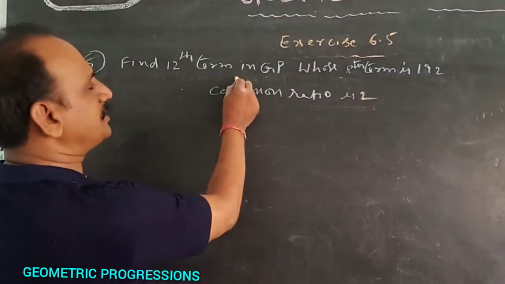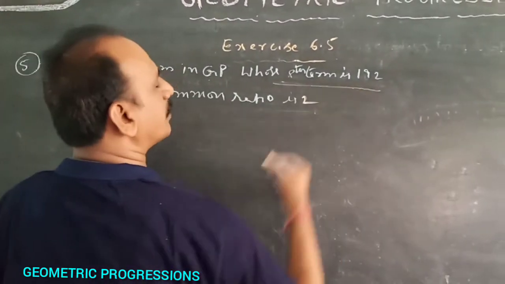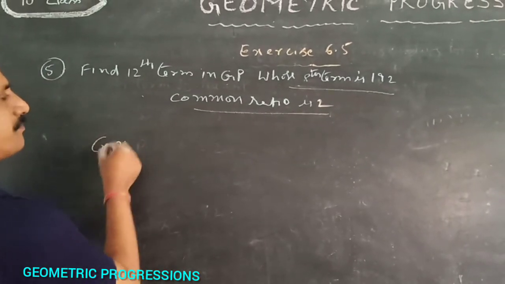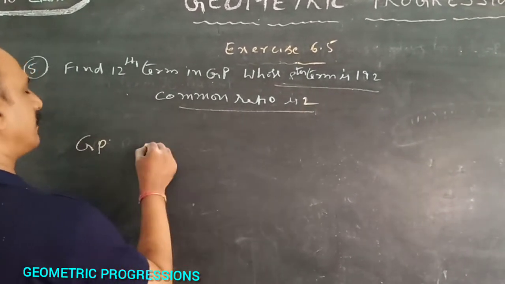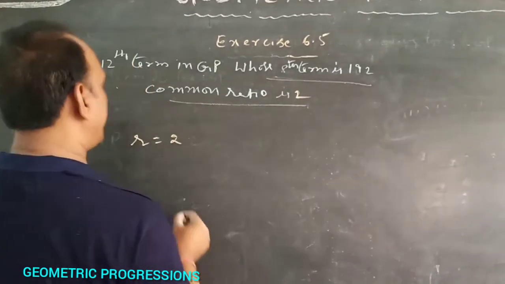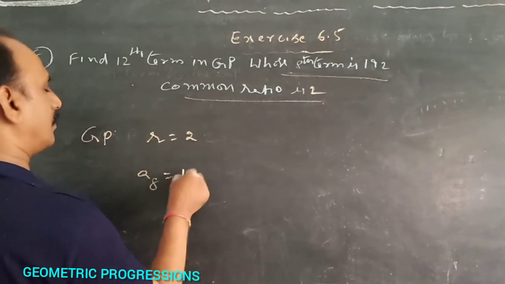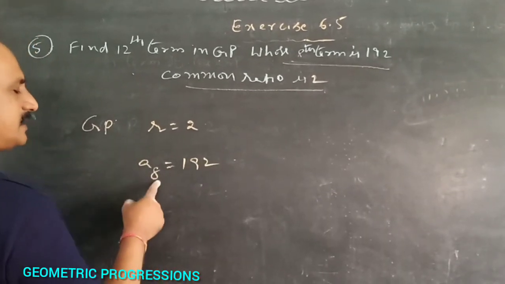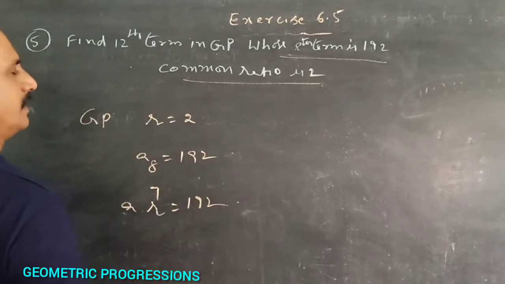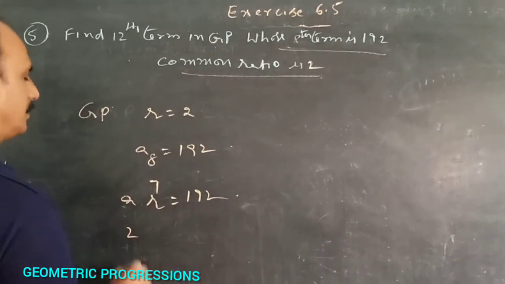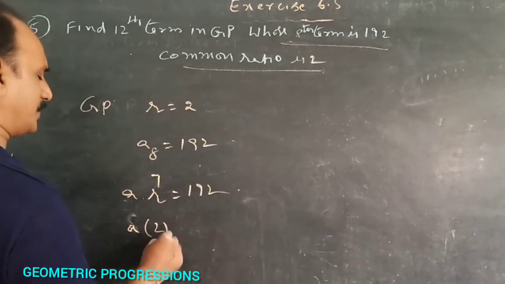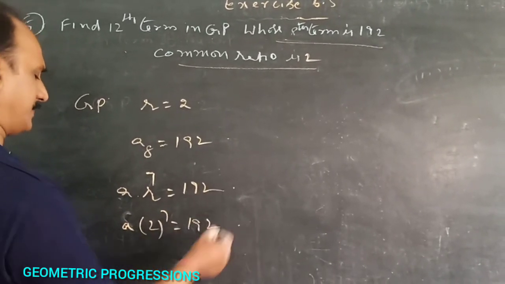Find the 12th term of the GP whose 8th term is 192 and common ratio is 2. In the GP, the common ratio r is equal to 2. The 8th term is 192, a8 is equal to 192. The 8th term is a into r to the power of 7 equal to 192. What is the r value? 2. So a times 2 to the power of 7 equals 192.